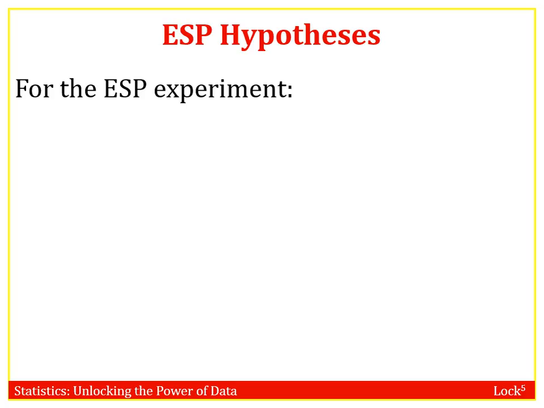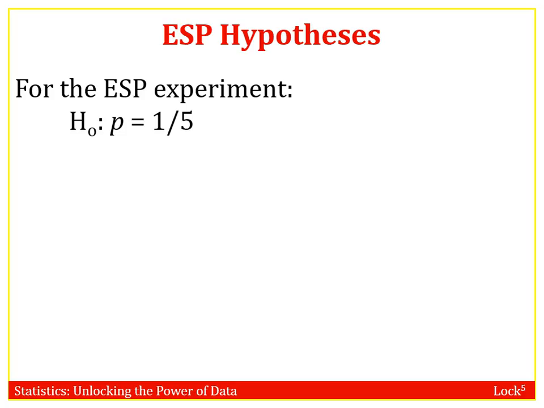So let's talk about our hypotheses here for our ESP experiment. So we have our null hypothesis. It's P, because we're dealing with the proportion, and it's equal to 1/5. It's always your population parameter, either P or mu, and it's always an equal to. And it's always going to be equal to your initial conclusion or initial guess.